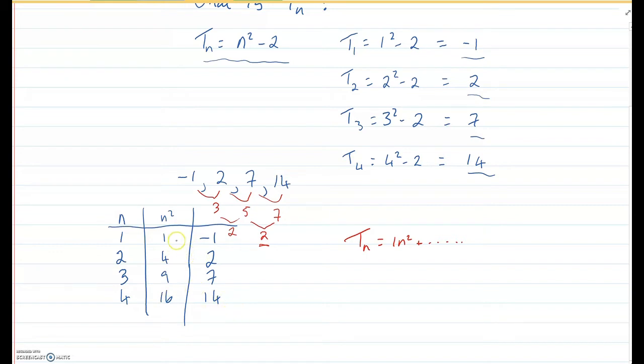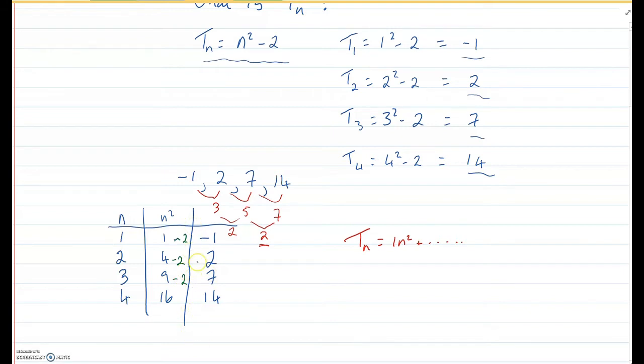And then you start to look at, okay, well, what do I have to do to n squared to end up with my term? So when n is equal to 1, n squared is also 1. And what do I have to do to get from 1 to minus 1? I have to subtract 2. I'll do this in green here. So I subtract 2 to get to the actual first term. N squared, when n is equal to 2, well, n squared is 4. And what do I have to do to get from 4 to 2? Again, I have to subtract 2. When n is equal to 3, n squared is 9. And to get from 9 to my third term, again, I have to subtract 2.